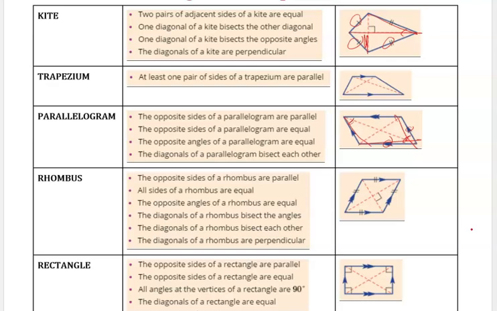And they bisect each other. So this is the same as this. This is the same as this. So they bisect means to cut in half. So they're each equal to each other.